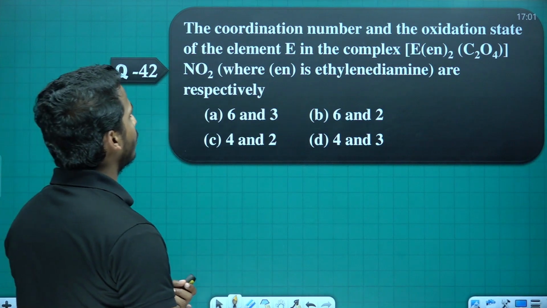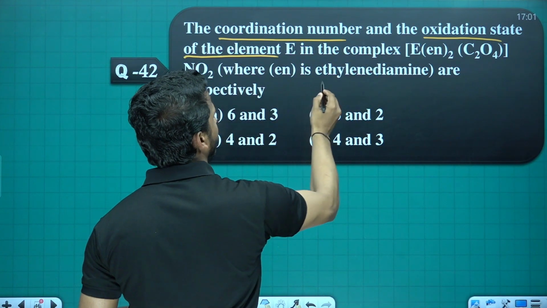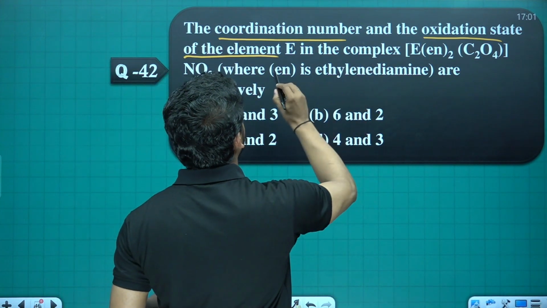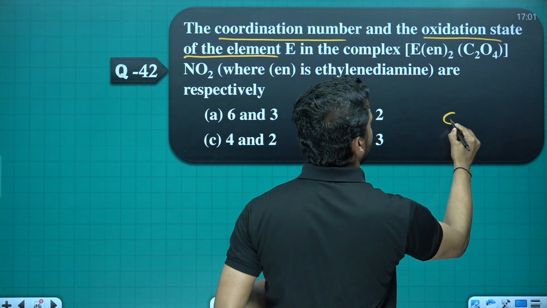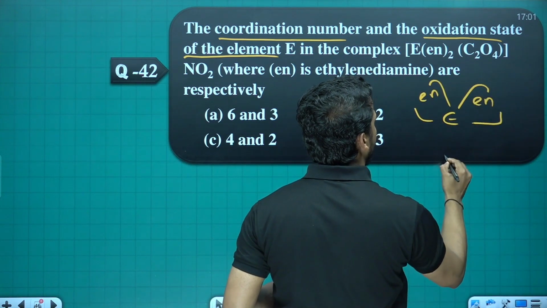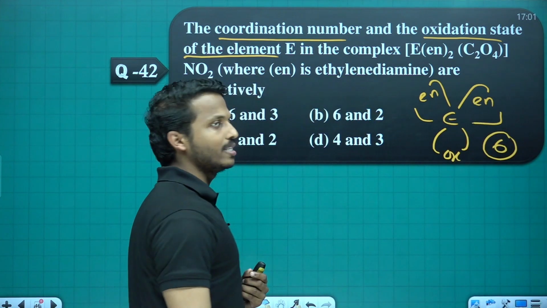A coordination number. What is the coordination number and oxidation state of the element E in the complex? Another same type of question we discussed before. First, we can calculate the coordination number. E is the metal, en twice. What is en twice? 2 en. And oxalate, the total 6 is the coordination number. So 6 is the starting.